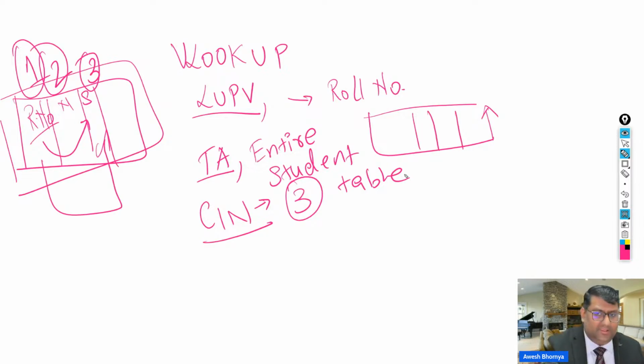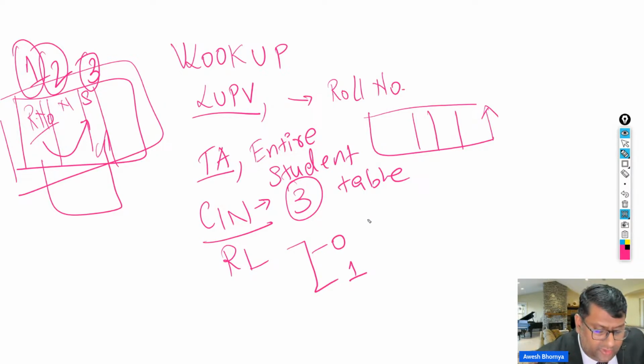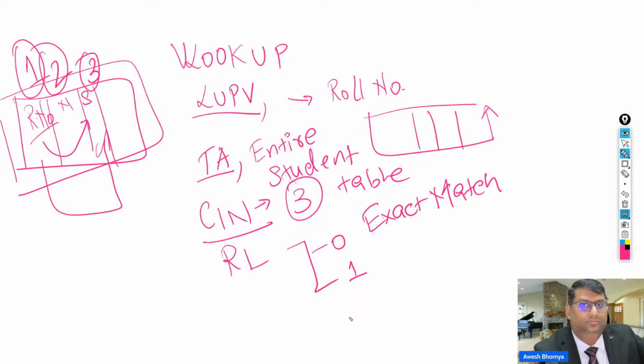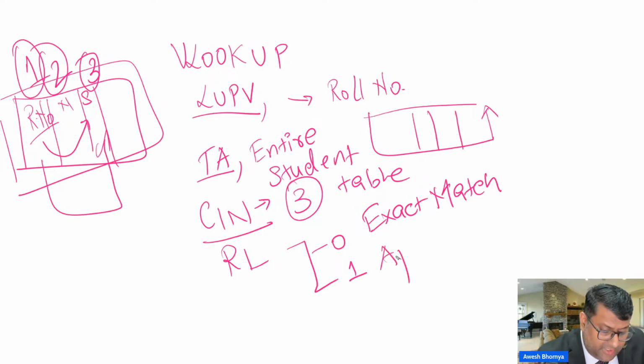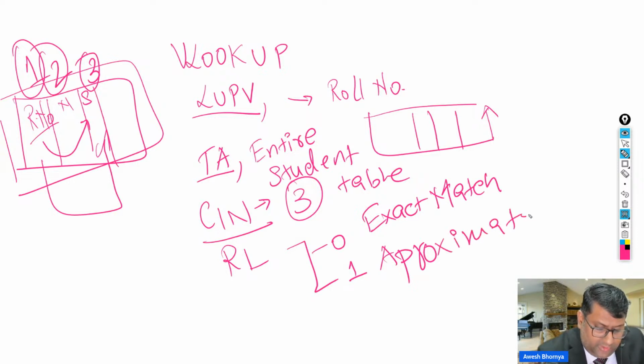Okay. And then I will be able to reach out to the thing. Now the last argument is range lookup. For the range lookup, I can either use 0 or I can use 1. Remember, 0 is for an exact match. On the other hand, 1 is for an approximate match, which a lot of people do not use very frequently. They mostly rely on the exact match itself.